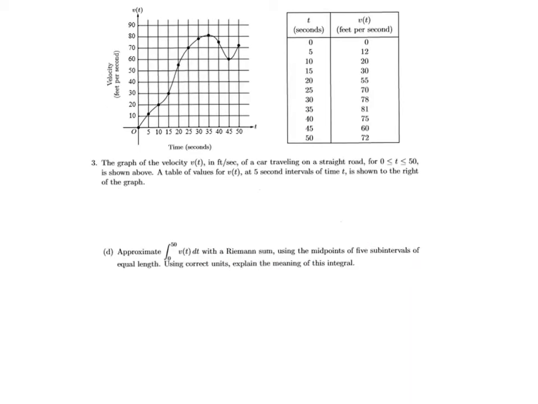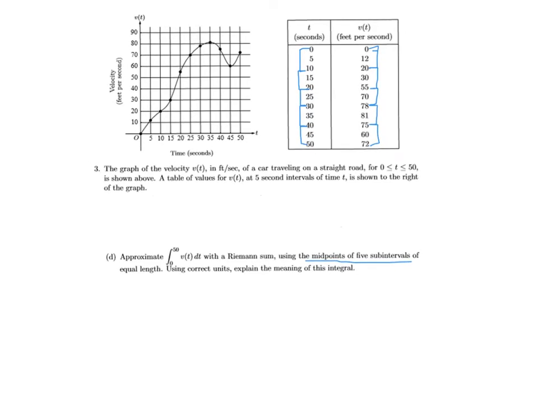Right, and D. Approximate 0 to 50 with a Riemann sum. I picked this problem, Riemann sum, 5 subintervals using correct units. So midpoint. Midpoint means we're going to skip over. I always kind of draw in these little rectangles. There's 1, 2, 3, 4, 5. I'm going to do that on both sides. 1, 2, 3, 4, 5. And I'm going to check the width. So in all of these, oops, I thought I made that not move. That's 10.